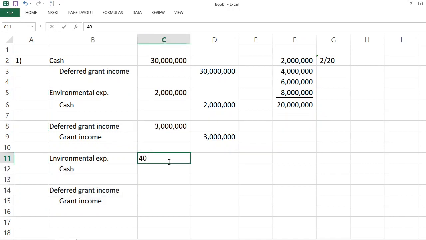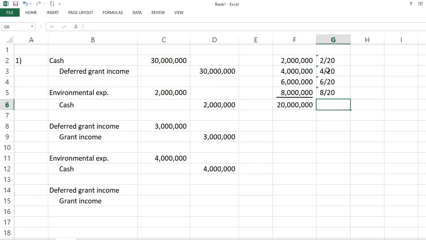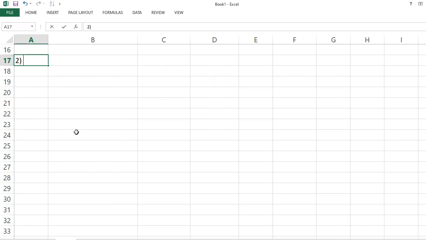Okay, 4 million. And our grant income would be 4 over 20. So this is 6 over 20 and this is 8 over 20. So for year 2, we have 30 million times 4 over 20. Ayan, hapit na mag-alas 11. So that's 6 million. But this is for year 2. Okay, let's proceed to item number 2.